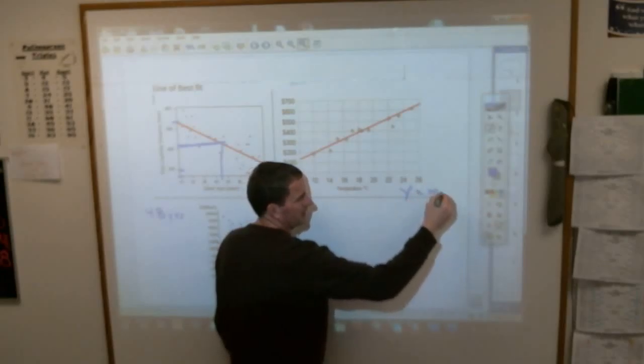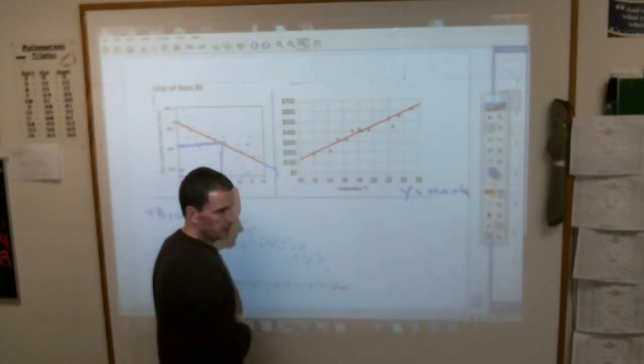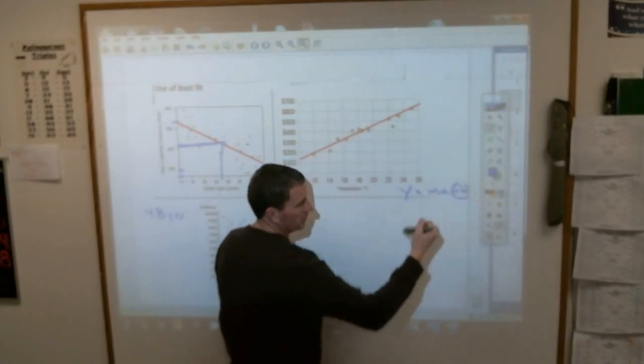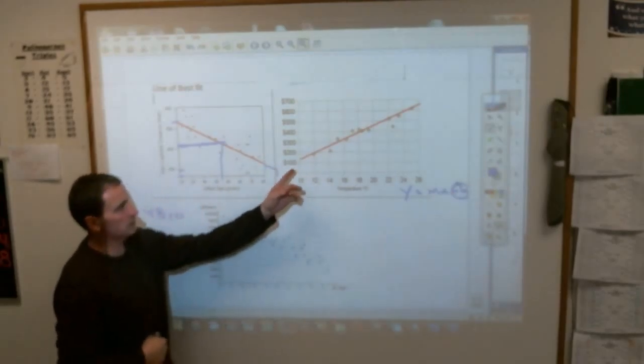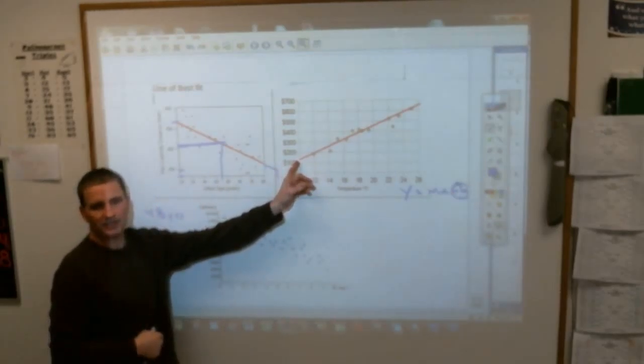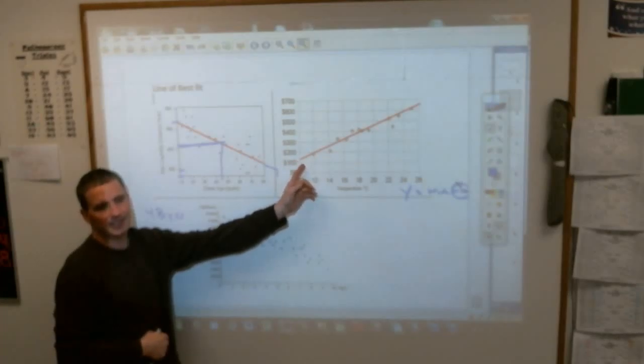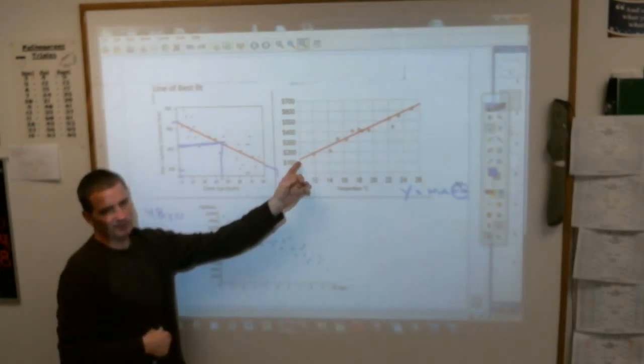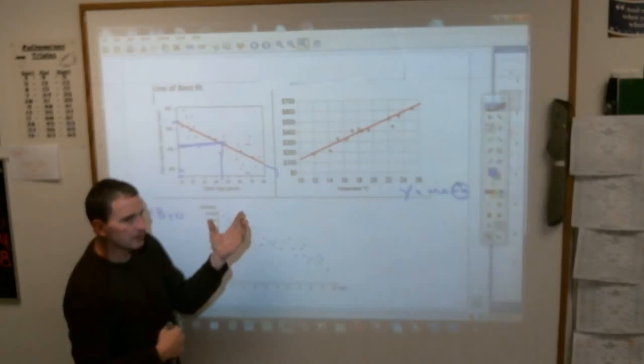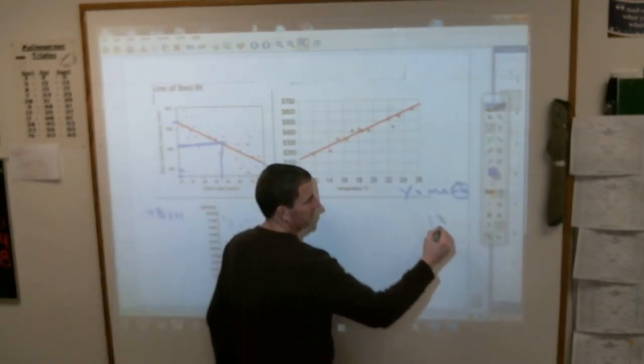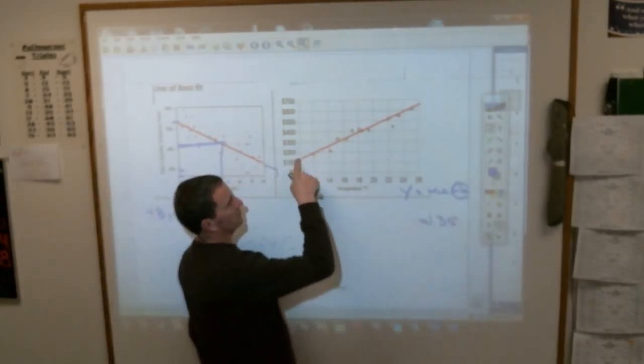Y equals mx plus b, if you remember our linear equation. The letter b is where it crosses the y-axis, which if you look at this one, what would you guess? It crosses the y-axis at about what? Take a stab at it. Claire? About what? I'd say about 135. It's not quite up to 150.